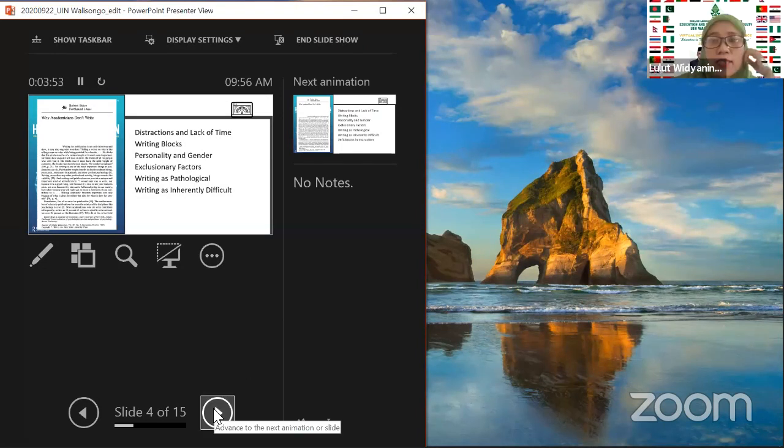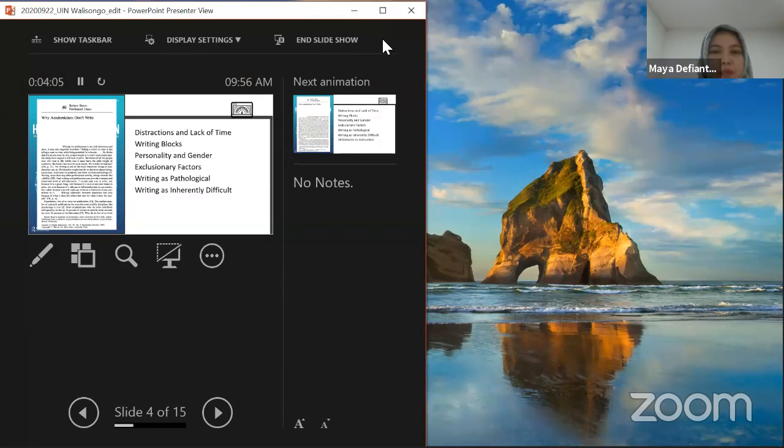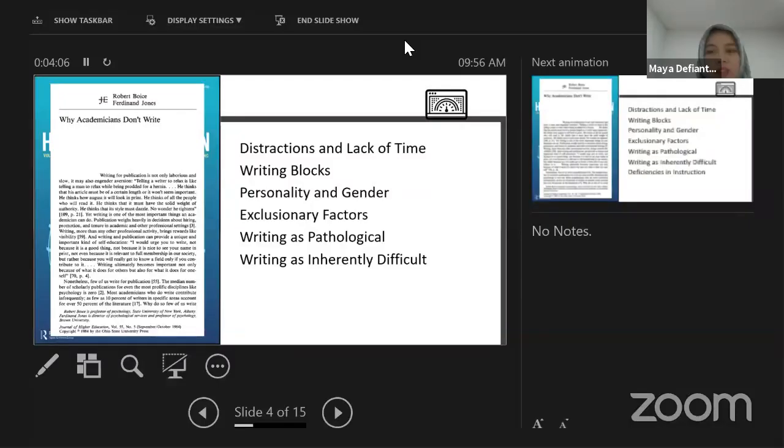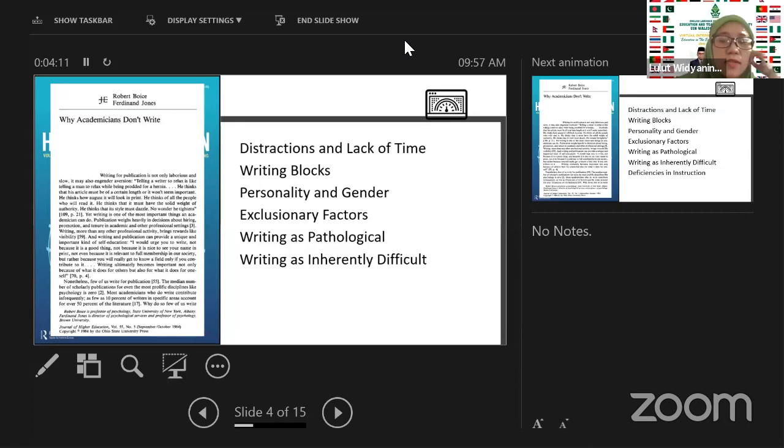Excuse me, Ibu Maya, can you please make your screen wider? Maybe you forgot to click the slideshow. It's really small here. How about now? Is it bigger? Yes. Thank you.